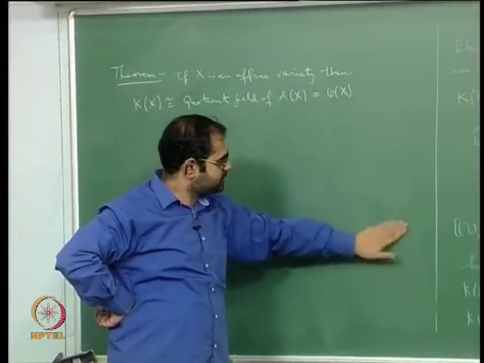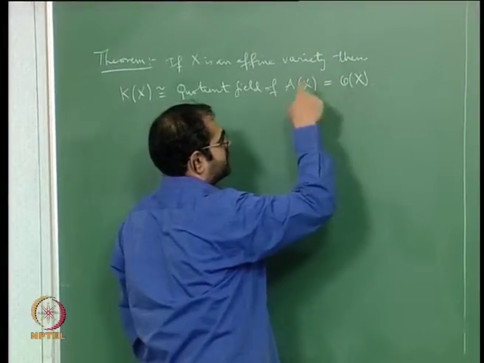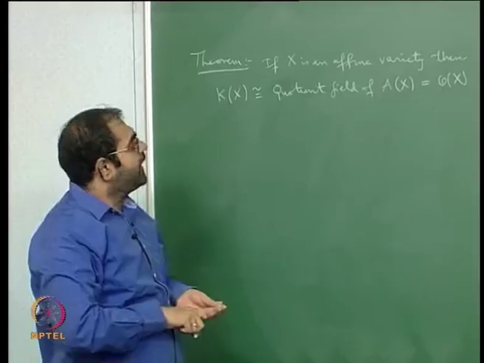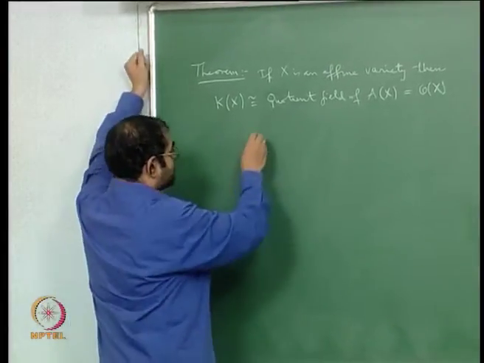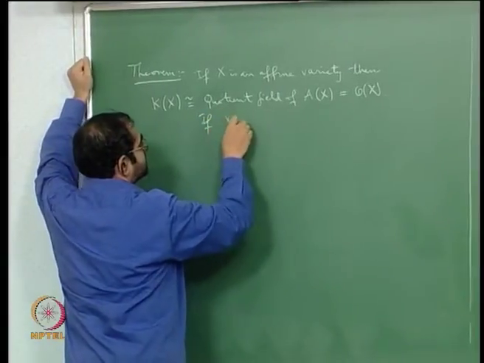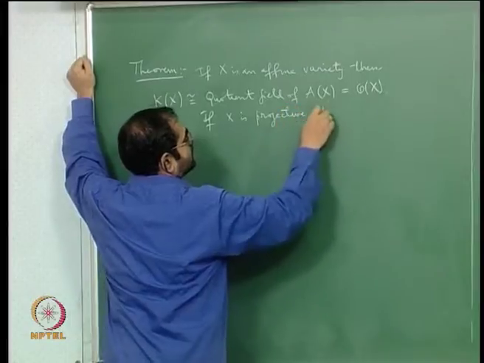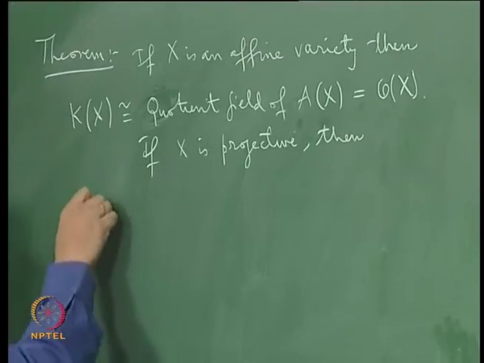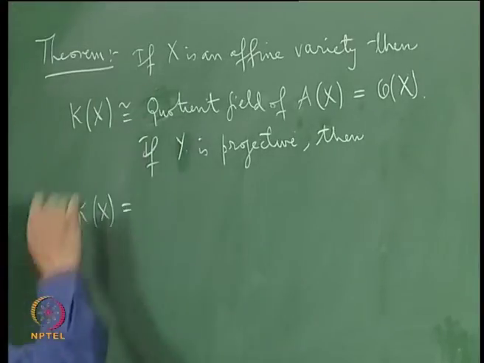We put this equality because we think of a function here also as defining a function there and conversely. And what if x is projective? If x is projective, then Kx is, well, let me put y so that I don't confuse.